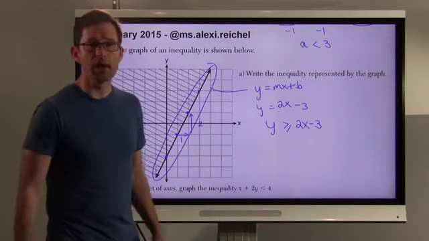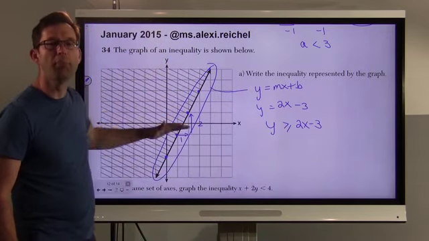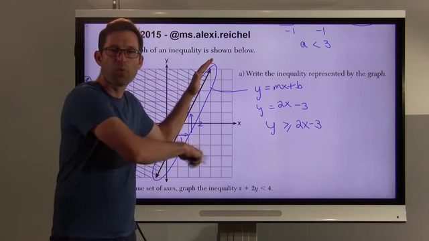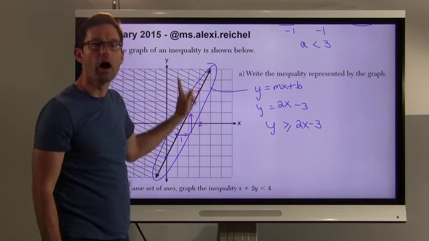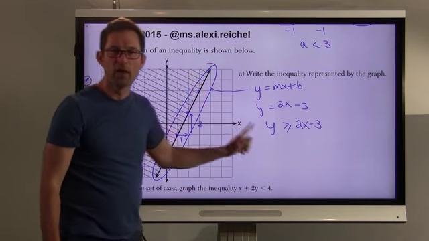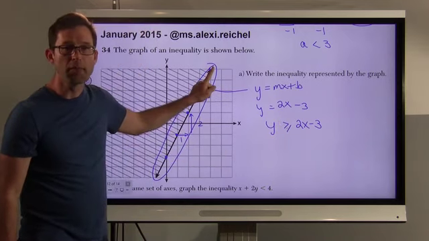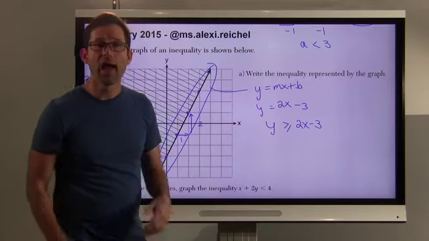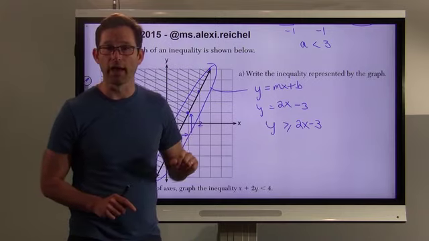So two issues there. Why is it greater than? It's greater than because we've shaded above this line. Look. In any slanted line, there's a portion that's below it, and there's a portion that's above it. And we've shaded above the line. That's why it's greater than. Why is there also the equal sign? Because that line is drawn in solid, it's not drawn in dashed. Had it been drawn dashed, then we would have only had greater than.